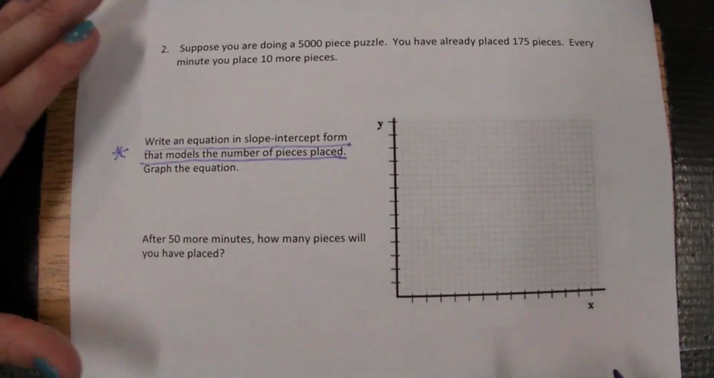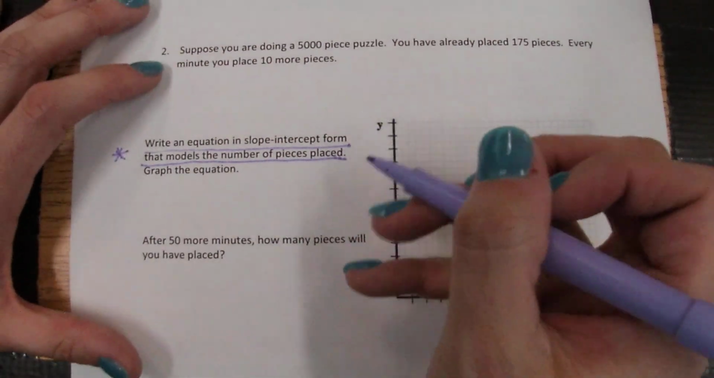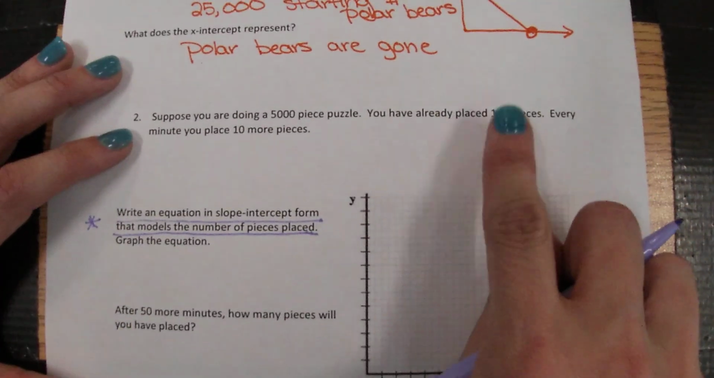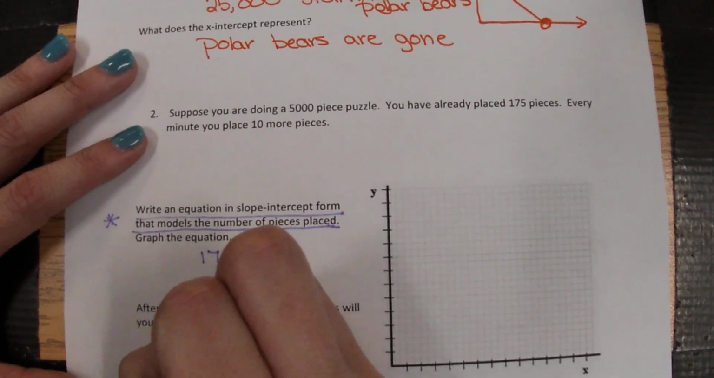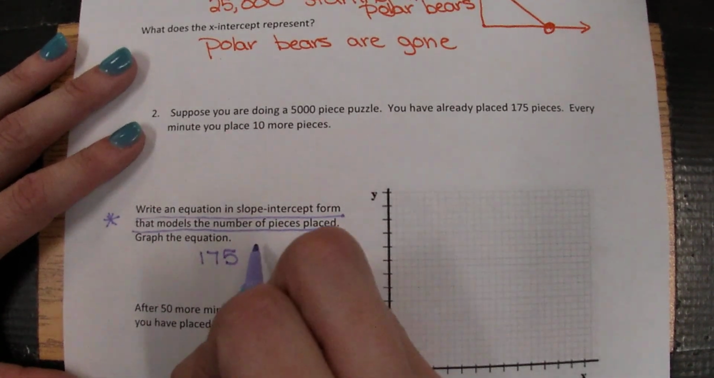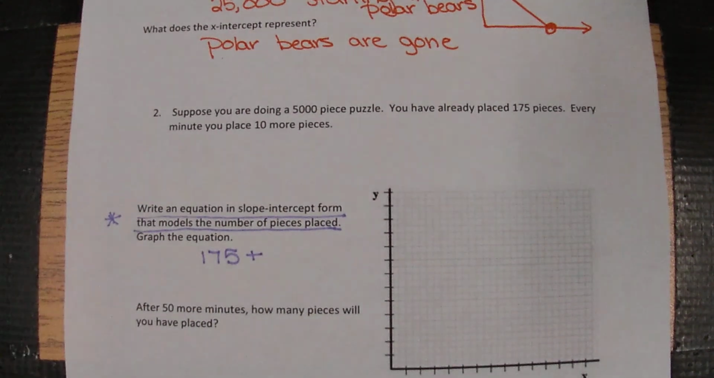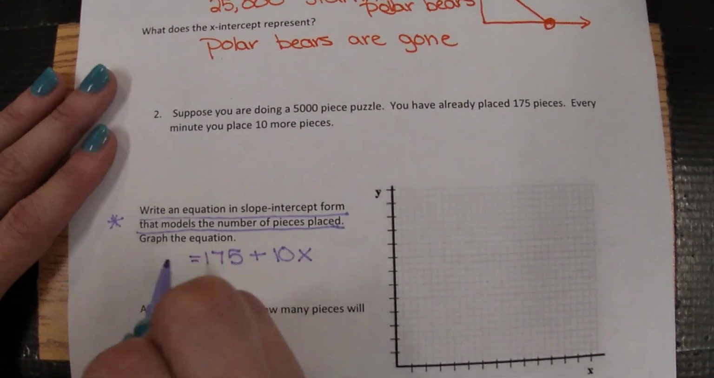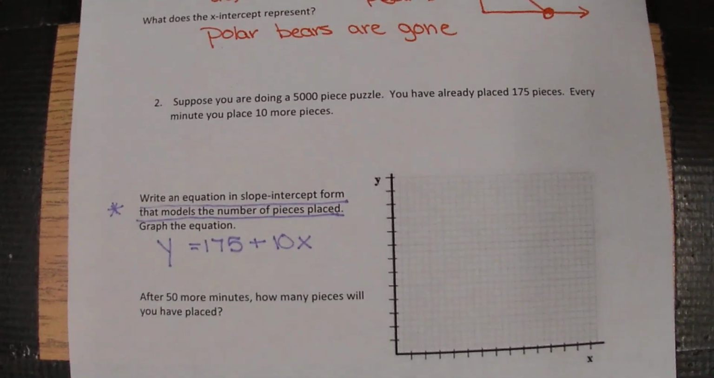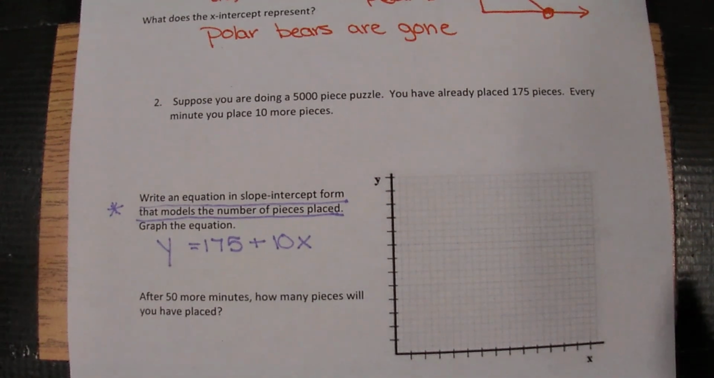So when we did this, we should have said we started out with 175 pieces being placed. Okay, and then every minute, we're adding 10 more pieces. So it's 10 pieces per minute. And that 5,000 actually had nothing to do with what we would write in our equation. Okay, it would be when we have the puzzle done, it would be our ending point, but it has nothing to do with how many pieces we have done per minute.